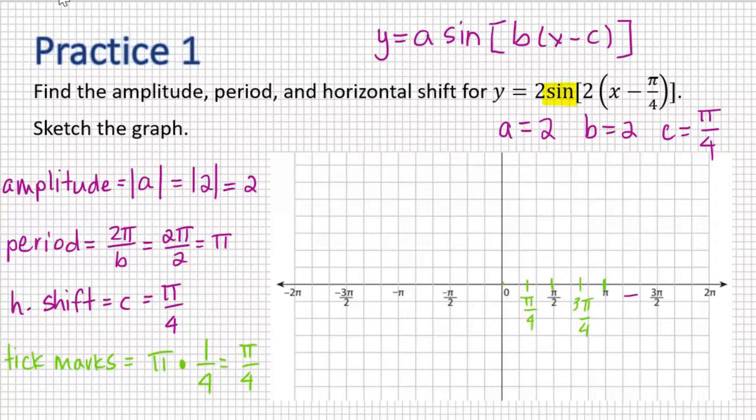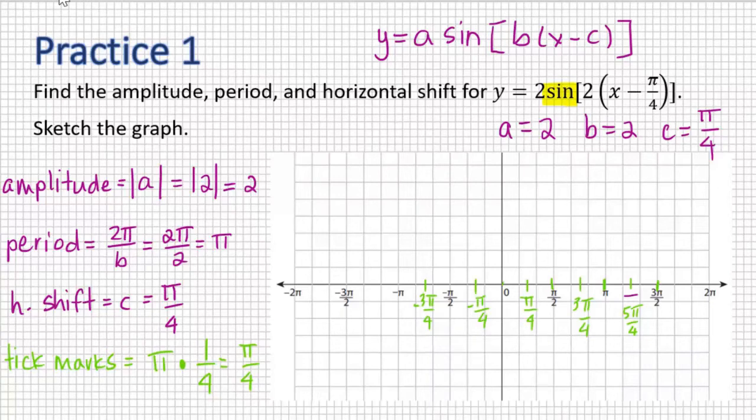I might want to keep going, give myself a few additional tick marks on either side. So my next tick mark will be at 5 pi over 4, and then at 6 pi over 4, which simplifies to 3 pi over 2. To the left of 0 along the x-axis, we hit negative pi over 4, negative pi over 2, negative 3 pi over 4, and negative 4 pi over 4, or just negative pi.